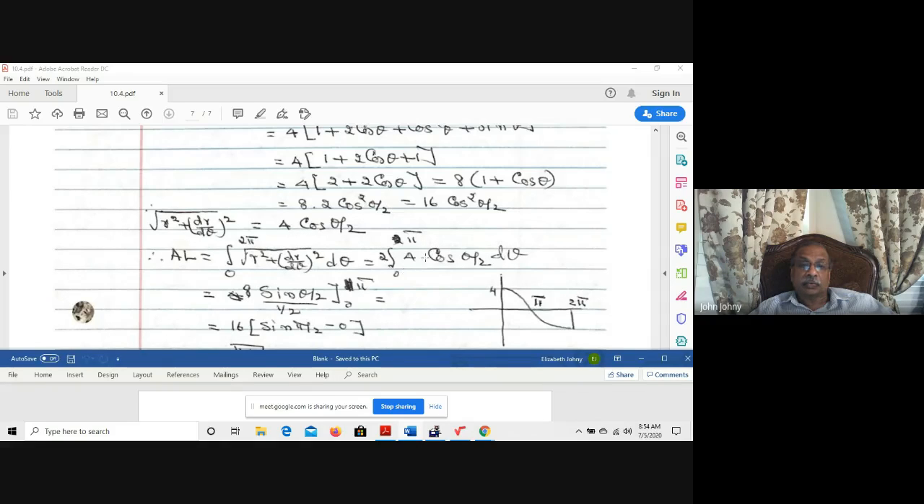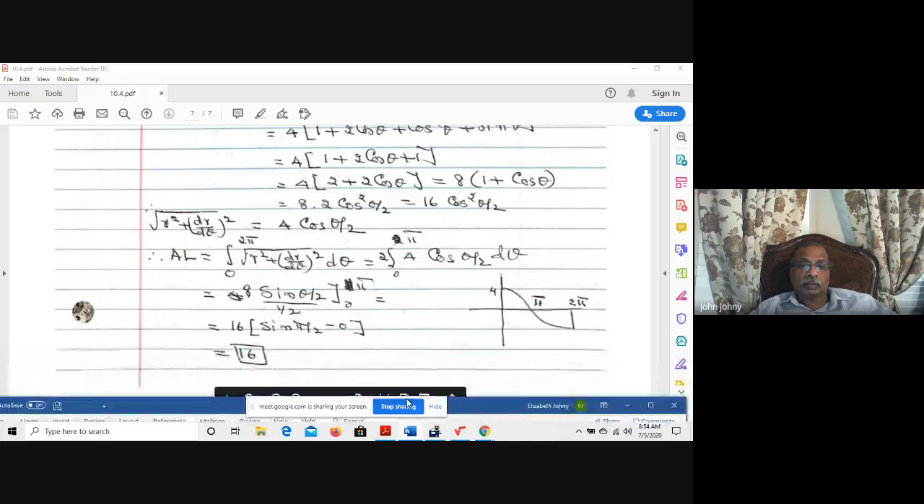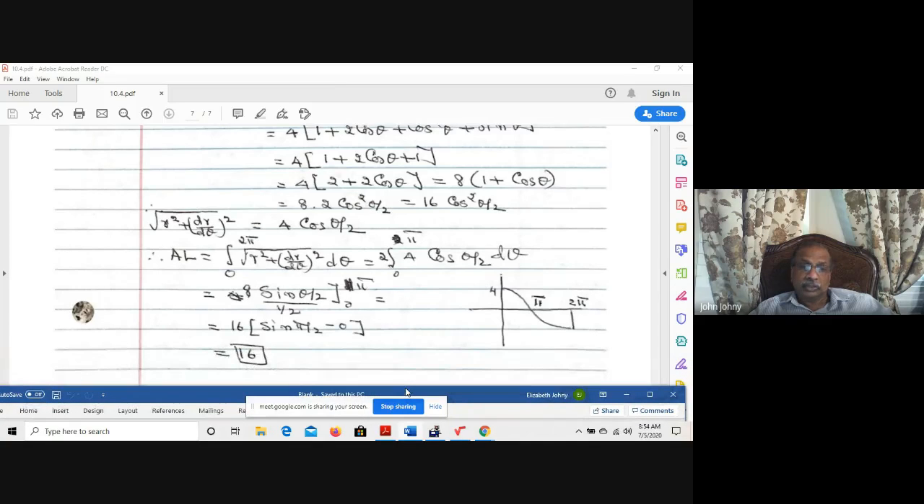That is, 4 times 2 is 8. 8 times sin (θ/2) divided by 1/2, from 0 to π. 8 divided by 1/2 is 16. So 16 times (sin (π/2) minus sin 0). So 16 times sin (π/2), which is 1. So that is 16. So the answer is 16.